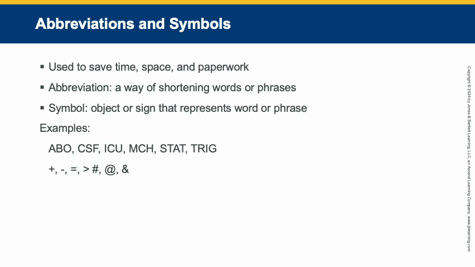TAT, this is turnaround time. This means the time between when that was ordered and the time that the result was turned out. So that's how long it takes overall.